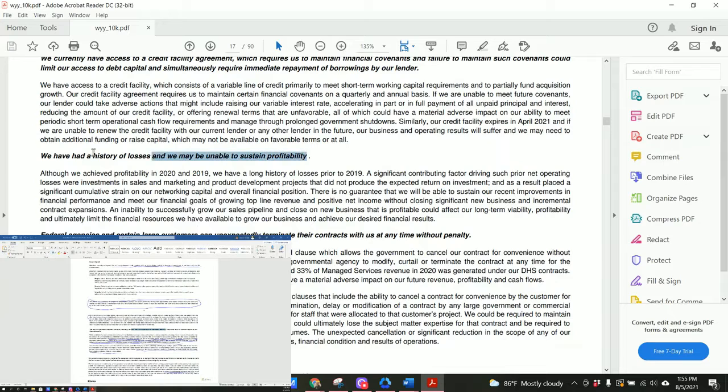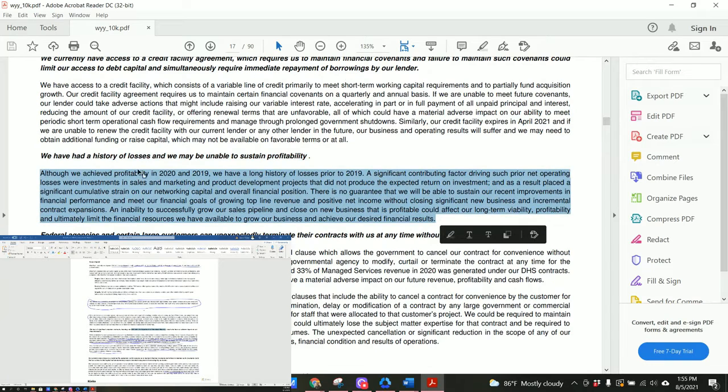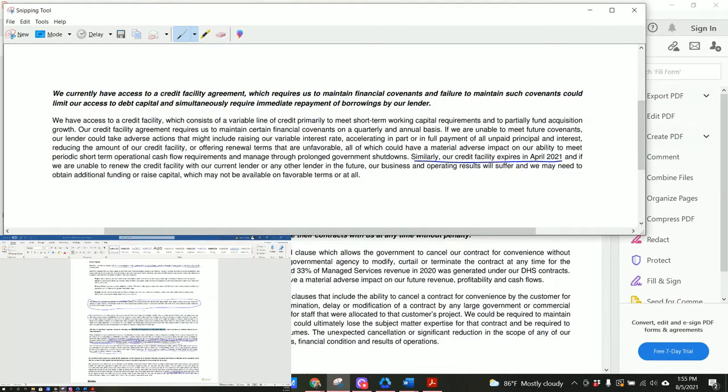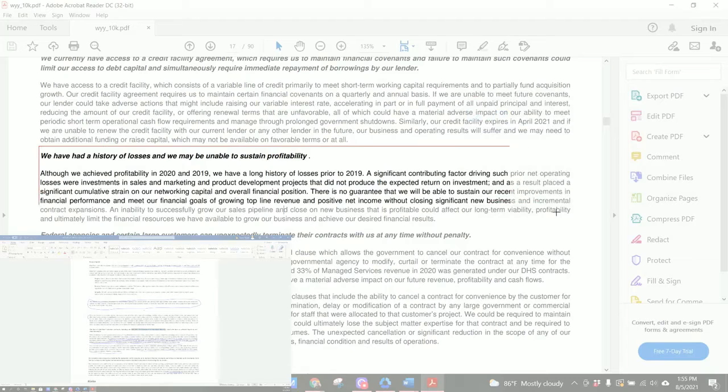Okay. This is common in smaller companies. We have had a history of losses and we may be unable to sustain profitability. You want to read this entire 10K, but this one specifically, you want to read every single word. Make sure you understand everything. And I'll highlight here what specifically catches my eye.